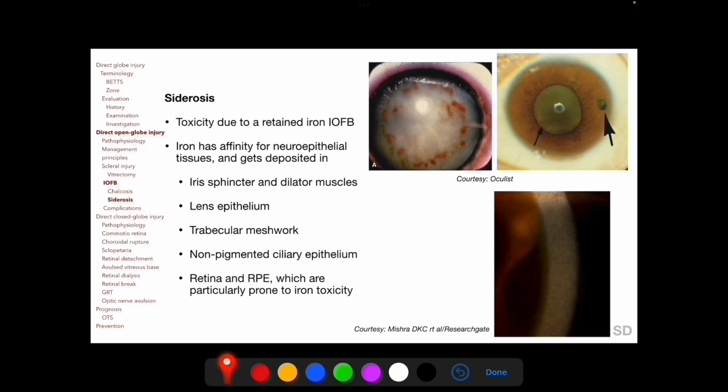Siderosis refers to toxicity due to a retained iron intraocular foreign body, and iron has affinity for neuroepithelial tissues and gets deposited in the iris sphincter and dilator muscles, lens epithelium, trabecular meshwork, non-pigmented ciliary epithelium, and the retina and the retinal pigment epithelium, which are particularly prone to iron toxicity.